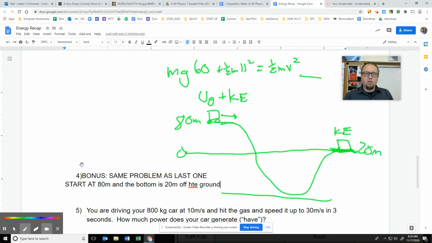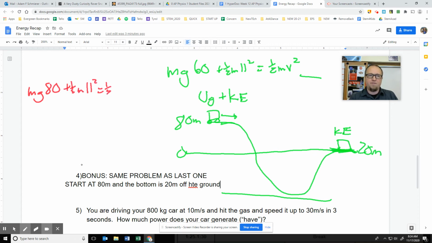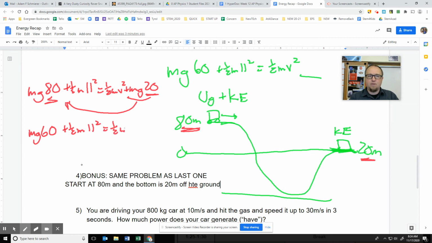You can still do it this way. You could still say mg 80 plus 1/2 mv squared equals 1/2 mv squared plus mg. I got 20 left, right? You could say I got 80, I got 20, right? But watch what happens when you subtract that over. I get mg 80 minus mg 20 is mg 60. You end up with the same exact thing.